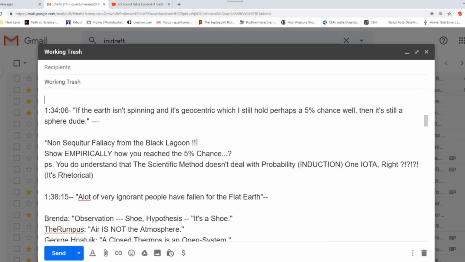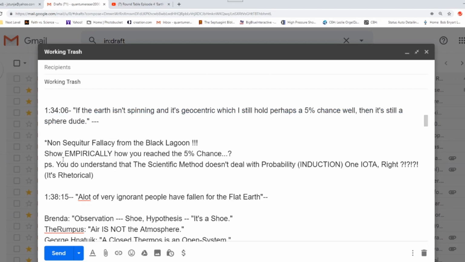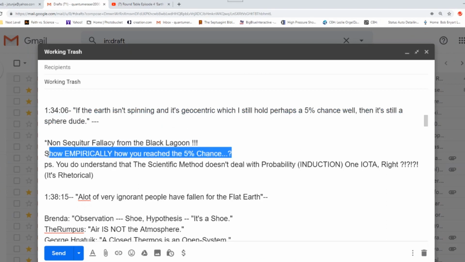134.06. If the Earth isn't spinning and it's geocentric, which I still hold perhaps a 5% chance, well, then it's still a sphere, dude. Really? This is a non sequitur fallacy from the Black Lagoon. The conclusion doesn't follow from its premise in any way, shape, or form. Show empirically how you reached the 5% chance. I want to see that.